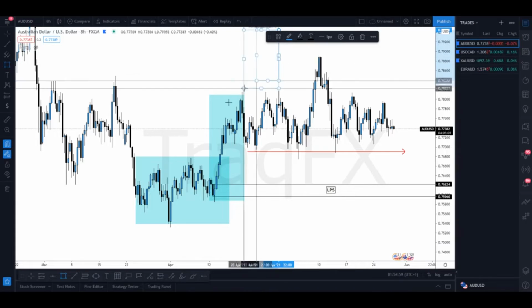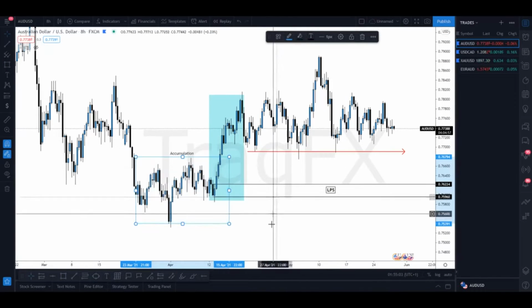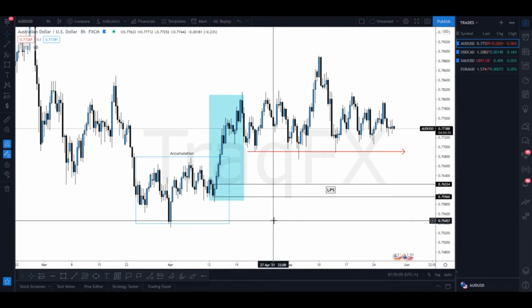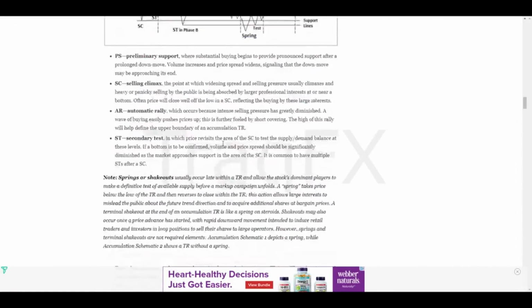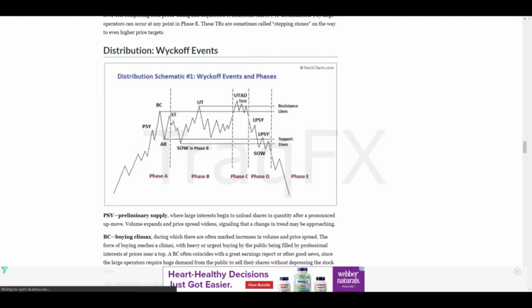My bad, let me just quickly move this. And this as our accumulation schematic. So basically, I hope that was a good understanding of an accumulation schematic. I'll show you guys a perfect example of a distribution now before we get to finishing this video.